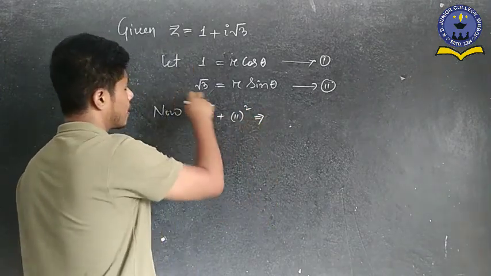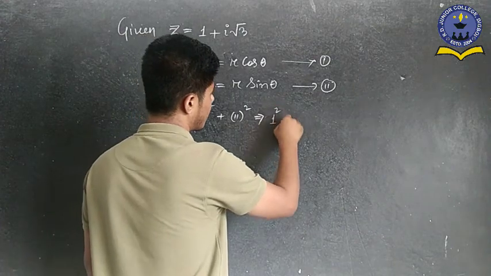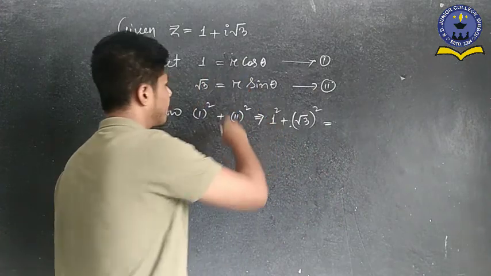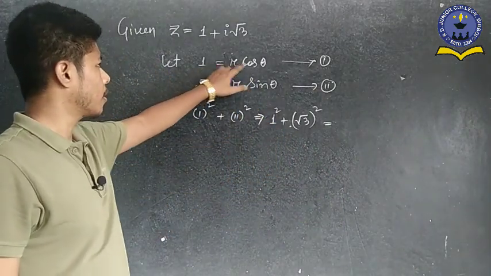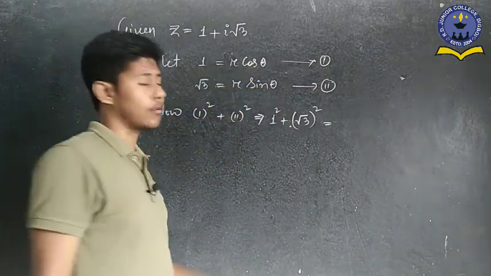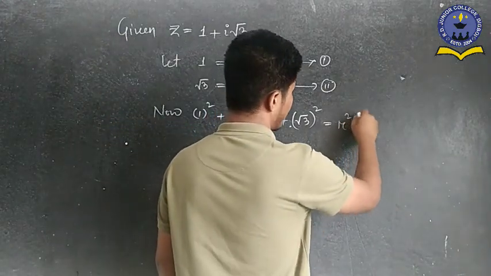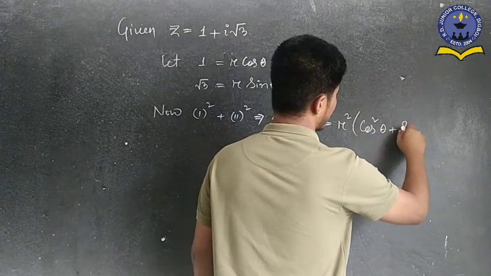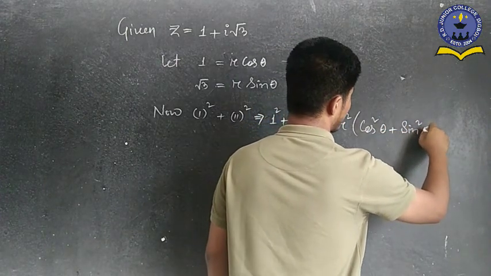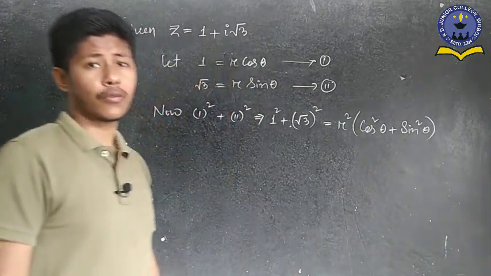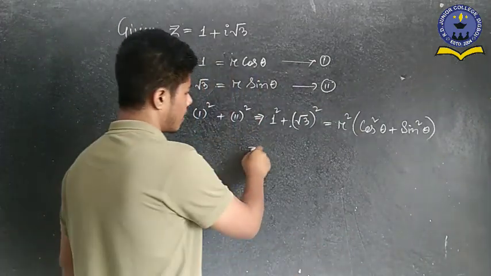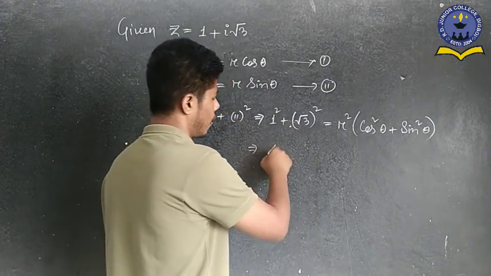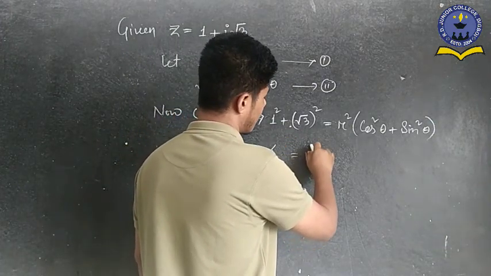On the left hand side we have to write 1 square plus root 3 whole square. And on the right hand side, squaring, r square cos square theta plus r square sin square theta. What is common here? r square is common. So we write r square times cos square theta plus sin square theta. Is it clear? Now if we calculate this, 1 plus 3, root 3 whole square means 3, 1 plus 3 is 4. So 4 equals r square.